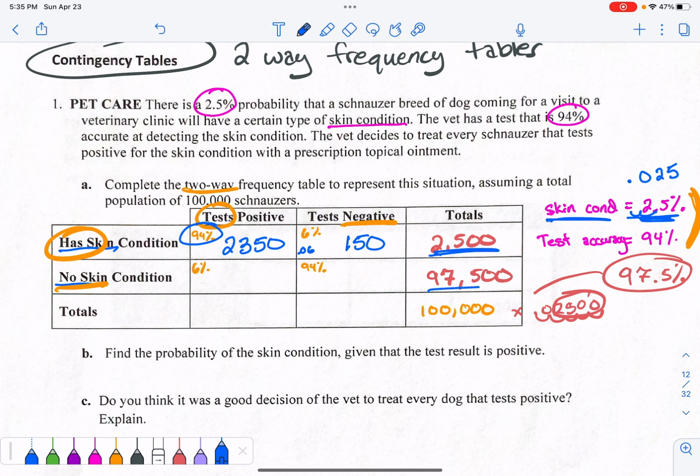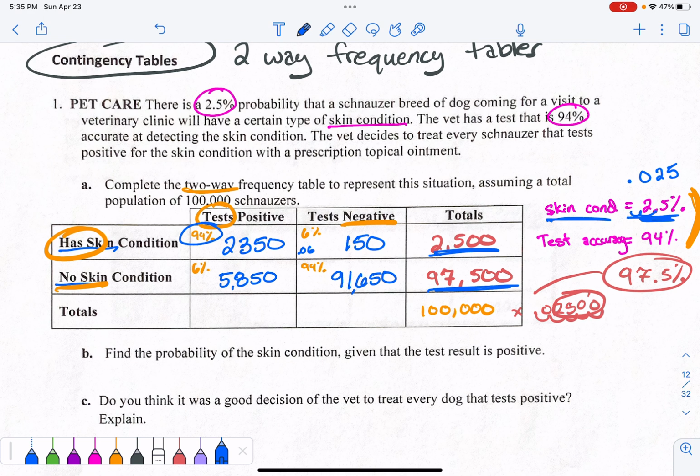Now we do the same thing for the 97,500. I'm going to take that times 0.94, and this number is 91,650. It doesn't matter which one you do first. And then I get 5,850 over here for 6%. Or you could, again, subtract, since these two numbers should add up to the third one.